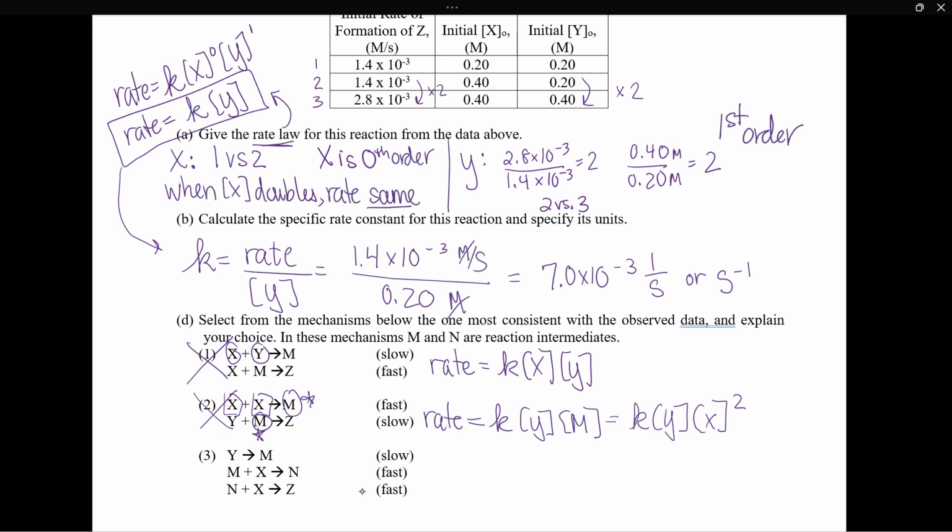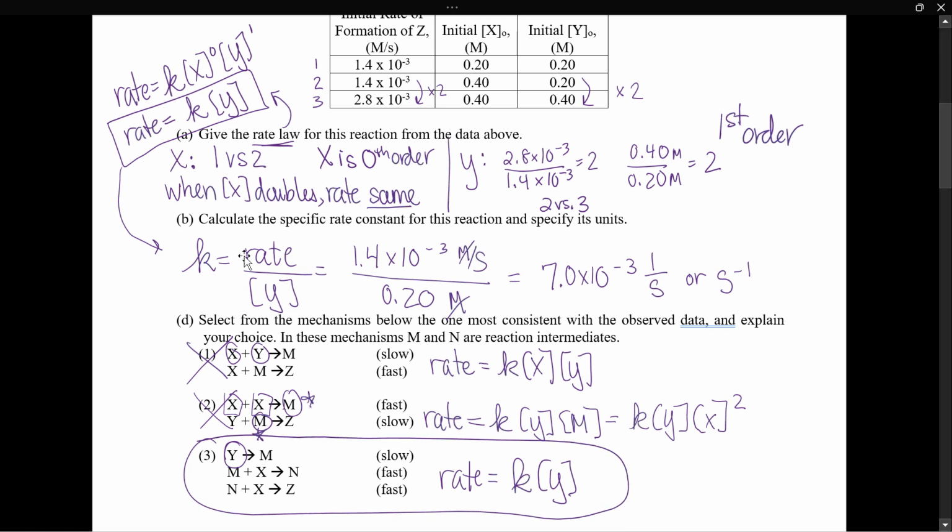This last one, the first step is the slow step. So the rate law is determined by the number of molecules in the slow step. There is one molecule of y in the slow step. There are no molecules of x in the slow step. So this one does seem to match with our data and our rate law here, because it seems like I've got one molecule of y, no molecules of x.